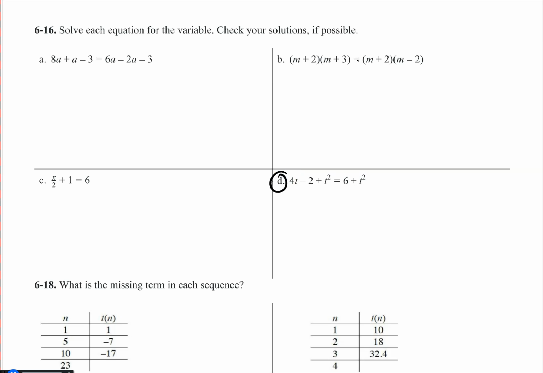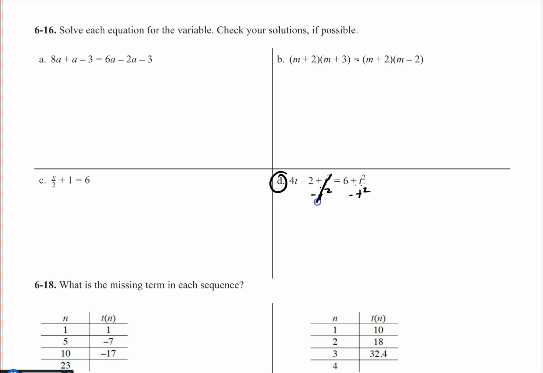Okay, next let's do D. So for D, it's already foiled for us. All we need to do is solve for T. I've got a T squared on each side. That jumps out to me right away. So I'm going to subtract T squared on both sides of the equation.